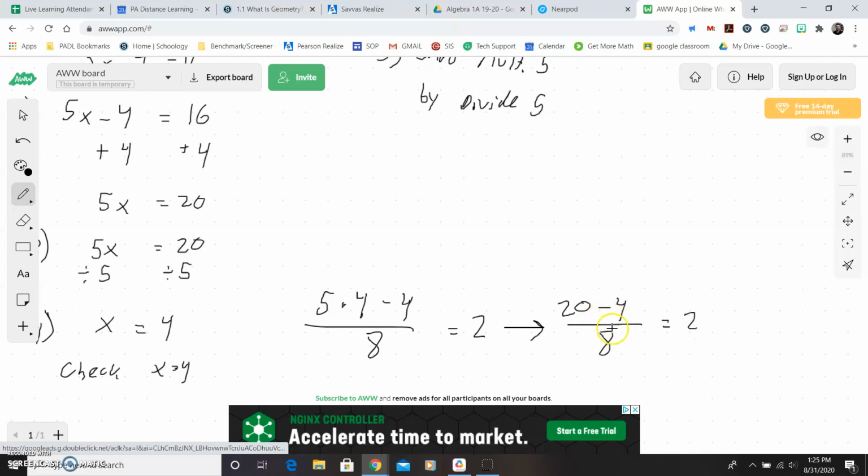Now we can simplify the top of the fraction by subtracting. And we get 16 up top divided by 8 is equal to 2. And it is true, right? 16 divided by 8 is equal to 2. So we're good.